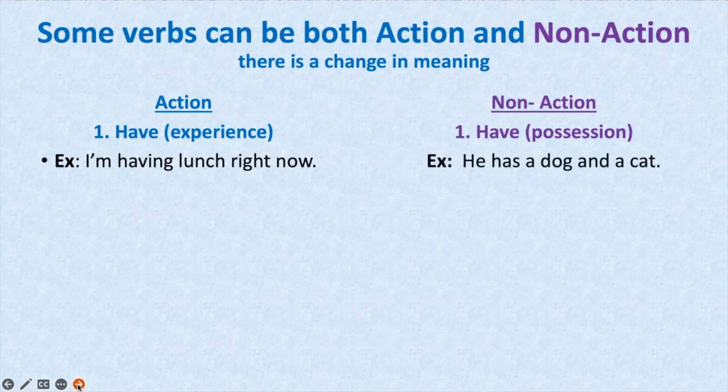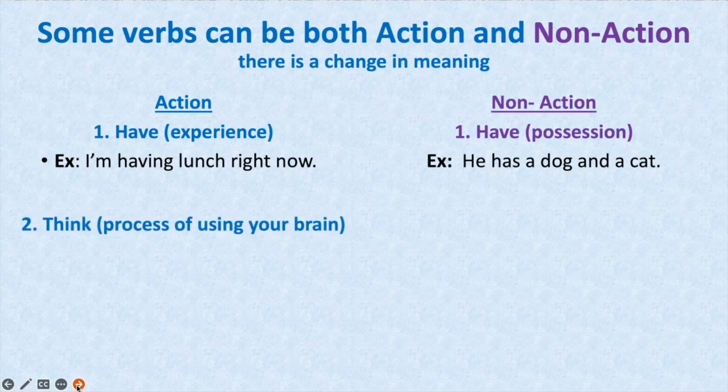He has a dog and a cat. I can replace has in this sentence with the verb possesses. He possesses a dog and a cat. In the meaning of possession, the verb have becomes non-action, and as you notice, I have to use the form has because my subject is he, a third person singular.